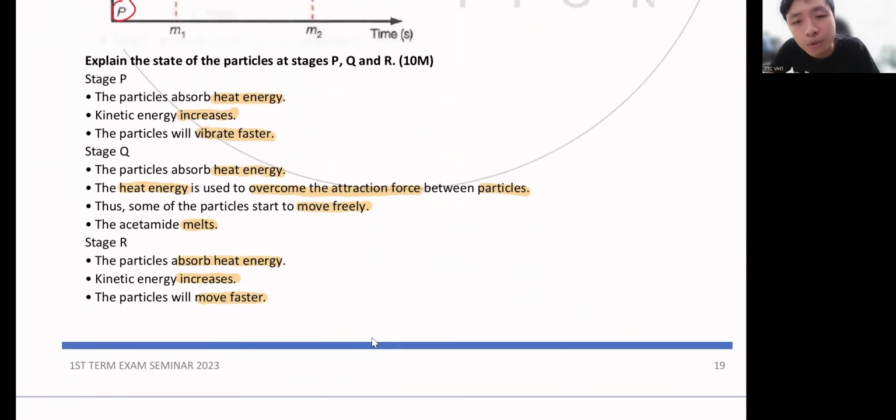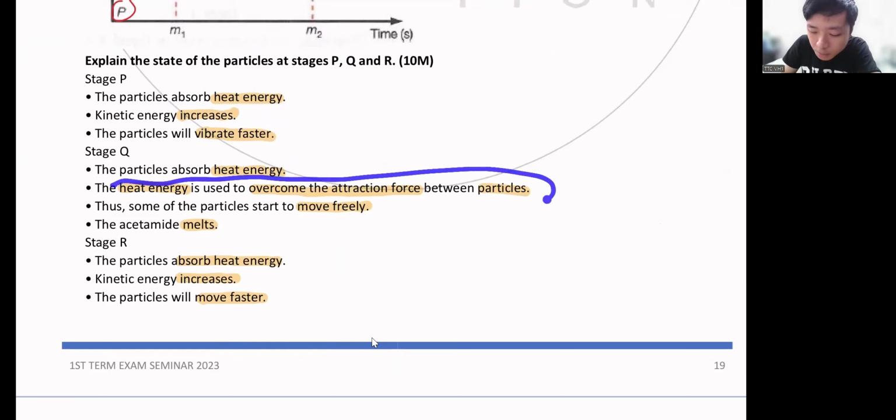Now if they give you the cooling graph, they give you freezing, same thing, you just twist a bit only. So the particles will release heat energy. When they're going down, when it's freezing, the kinetic energy decreases. So it vibrates slower and slower, something like this. Okay.